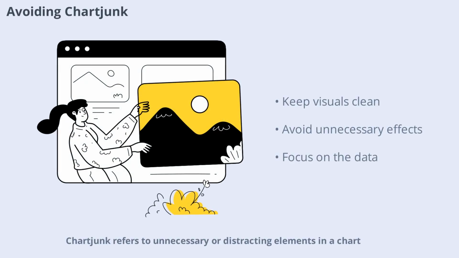Art junk refers to unnecessary or distracting elements in a chart, such as excessive colors, 3D effects, or decorative images. These extras can make your data harder to read and understand. The best graphical presentations are clean and focused, with every element serving a purpose. Stick to simple designs that highlight your data and avoid clutter that might confuse your audience.